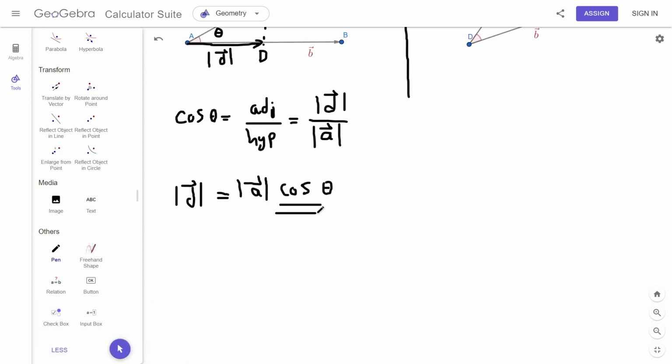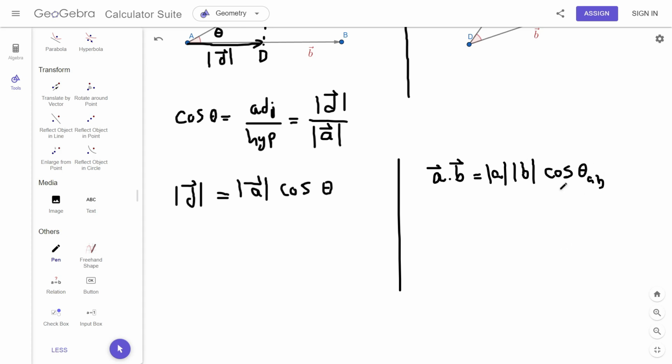This formula can be written in terms of the dot product. We can use the geometrical definition of the dot product that we learned in the previous episode when we discussed the dot product to substitute for the cosine here. On the right here, let's write down the geometrical definition of the dot product between the two vectors A and B. The magnitude of vector A multiplied by the magnitude of vector B multiplied by the cosine of the angle between the two vectors A and B. Since we need to substitute the cosine theta in the first equation, let's rearrange this to isolate the cosine on the left side.